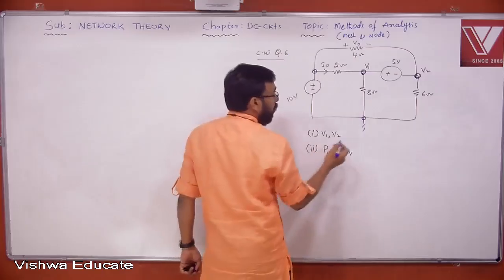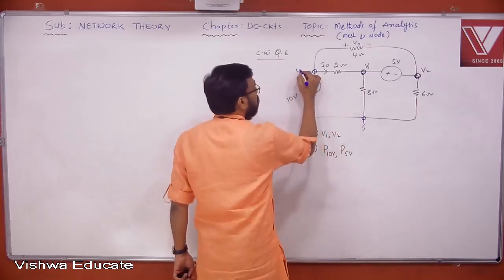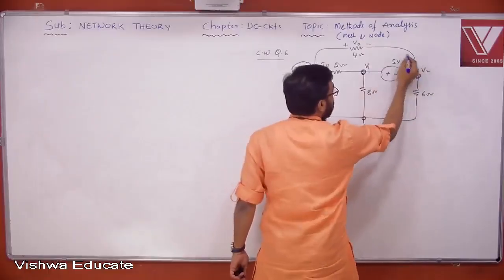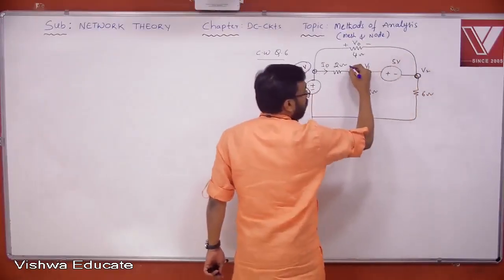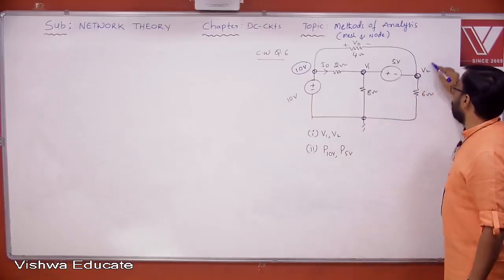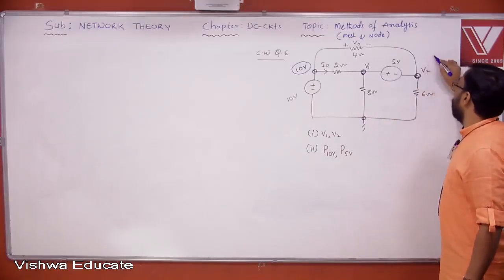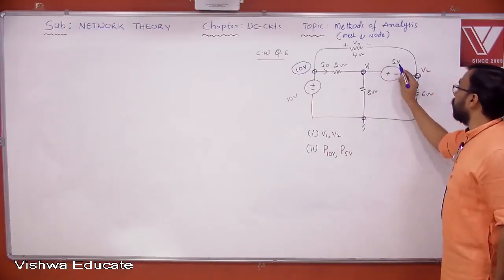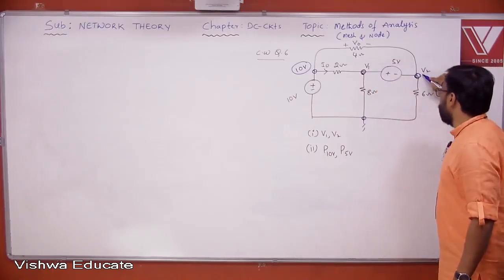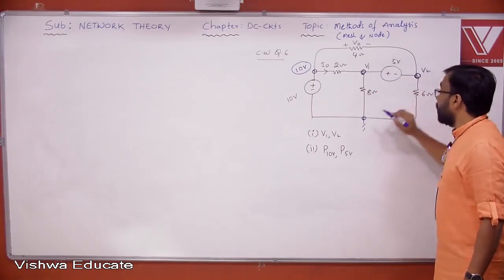Now, if you take this one as 0, you already know this is 10 volts. Yes or no? This is V1, this is V2. It is forming a super node. But if you change the reference node position from here to here, for example here, okay, then it becomes what? 5 volts. If this becomes the reference node, then this will become what?